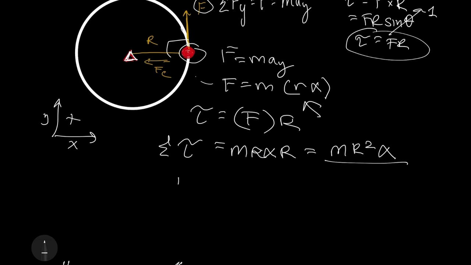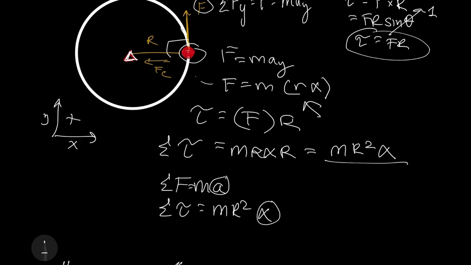As you can see, if sigma F equals ma, and sigma of torque is m r squared alpha, you can say these accelerations are similar, but this m r squared is what we call the moment of inertia, as it is a multiplier to the acceleration, the angular acceleration.